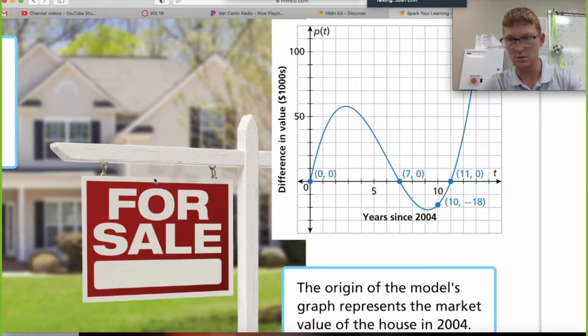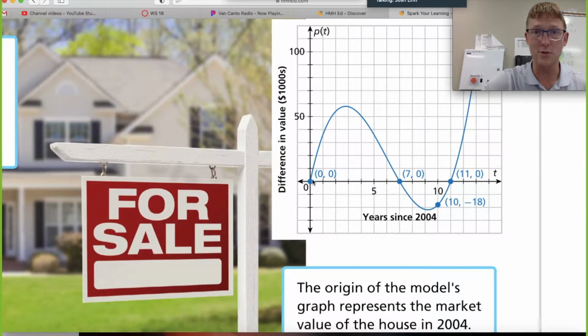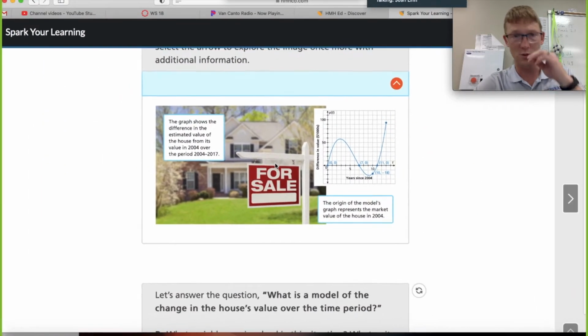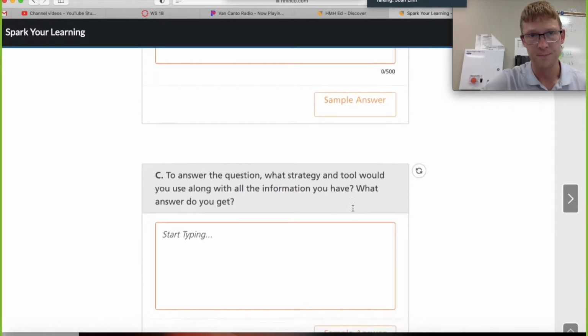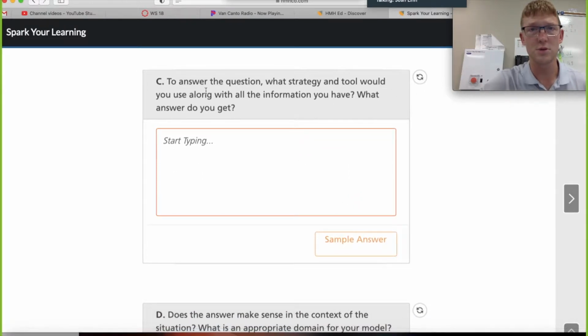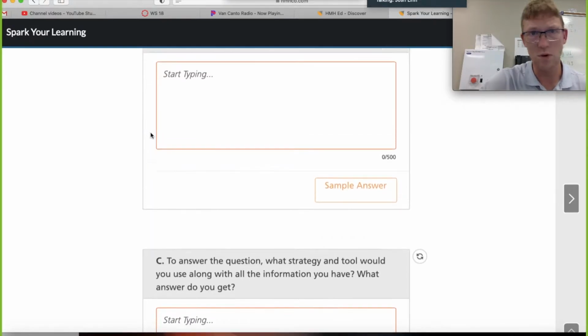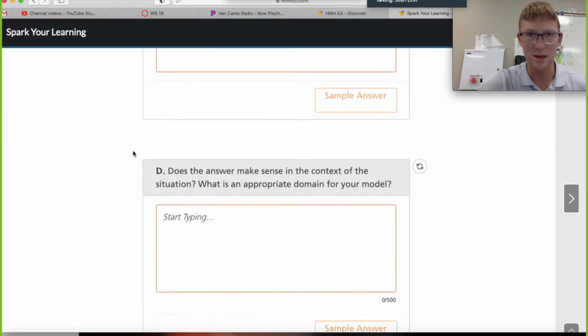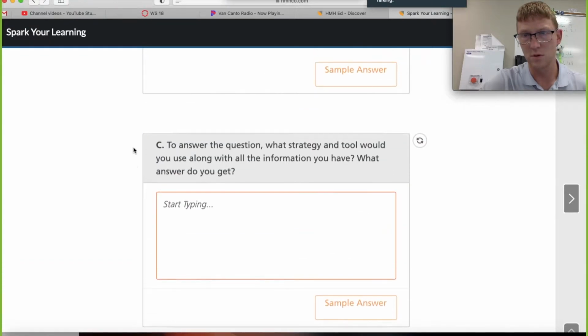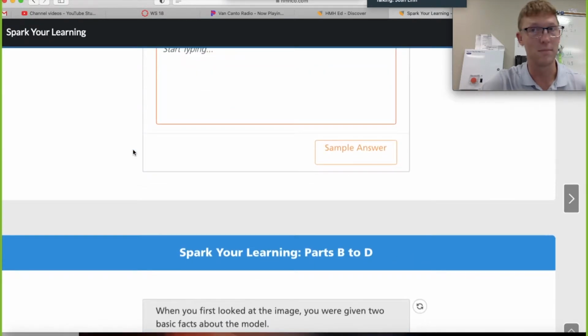That would matter if you were a real estate agent, because you want to be able to track the price change of that house. Selling a house doesn't do you any good if it's down here. So this would be some information that would be very useful for a real estate agent. What strategy or tool would you use along with all the information you have? It depends on what the question is, and so on and so forth. All right, let's get started.